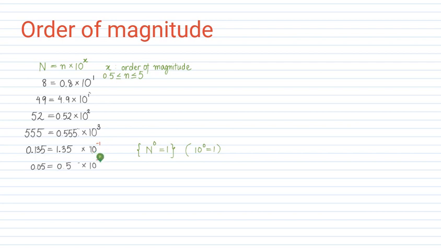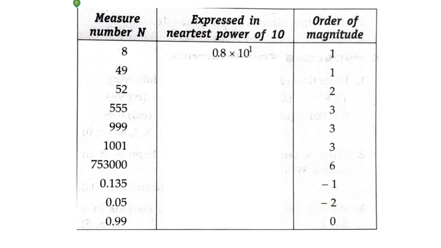Fine. Now look, is this condition satisfied? Is my 0.5 lesser than or equal to 0.5? Yes. So this part of the condition is satisfied. So what is the order of magnitude? 10 to the power -1. Okay. So this is your order of magnitude. So you can write the order of magnitude like this. First you express it in the power of 10, then you write the order of magnitude.